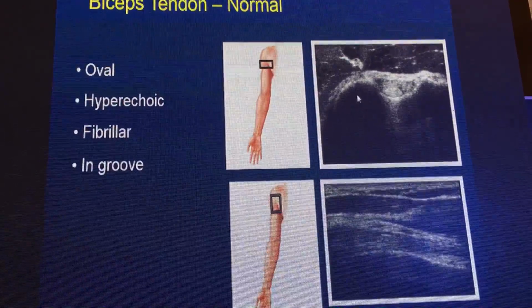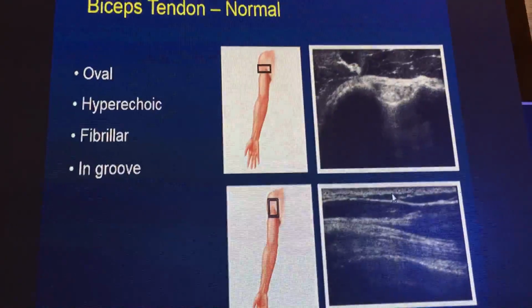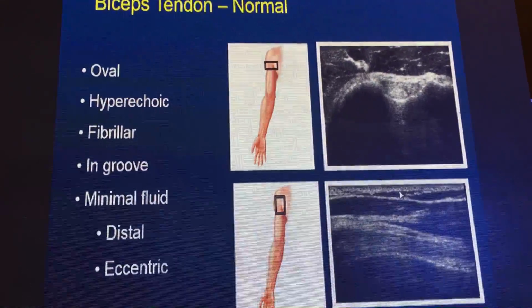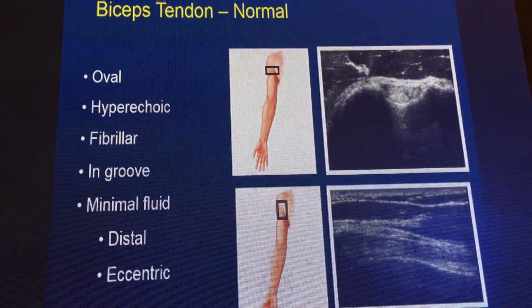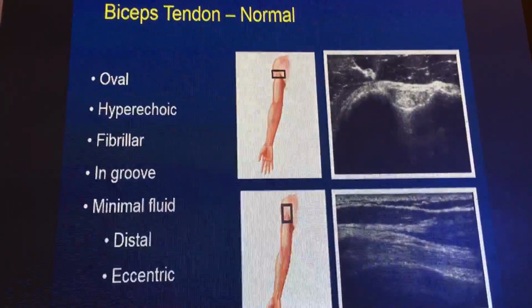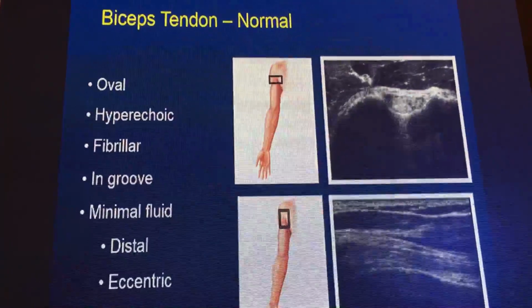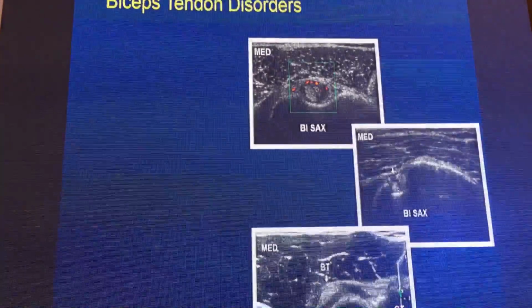So if this is the lesser tuberosity and this is the greater tuberosity, here's the intertubercular groove with the biceps tendon in that area. And usually you're not going to see any fluid, but if you go down distally, sometimes there's a little bit of fluid on one side of the tendon, but it should not be all the way around the tendon, so it shouldn't circumnavigate the entire tendon.